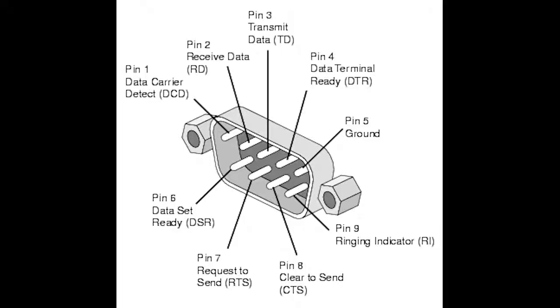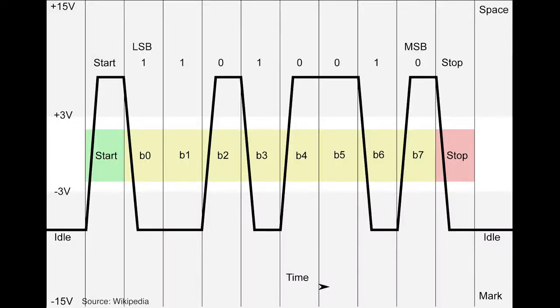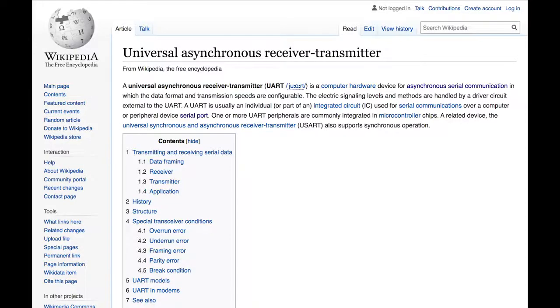In particular, the standard says that receive and transmit are sent over 2 different lines and that there are 2 voltage levels. The negative voltage is usually -3 to -15, and positive voltage is anywhere from +3 to +15. In the idle state it will hold the negative voltage, and a logical 1 is actually negative voltage and a logical 0 is a positive voltage. And then we have the UART, which stands for Universal Asynchronous Receiver Transmitter.